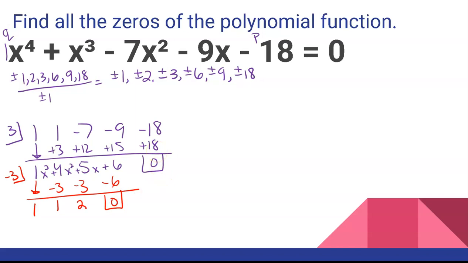I can use the answer to my first synthetic division and test another point to prove it again, to continue to move down, because now I've dropped down another degree. I have 1x squared plus 1x plus 2. And I can factor that, right? X squared plus x plus 2.